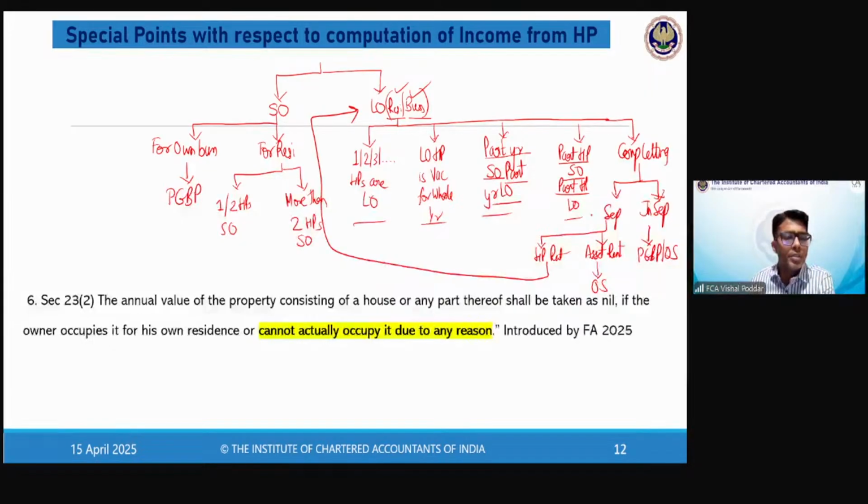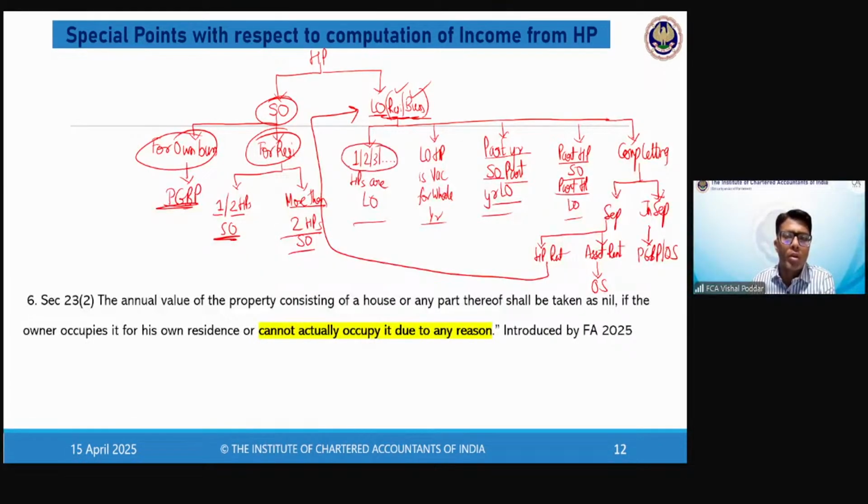So students, see, this is the total possible usage of your house property. Self-occupied for your own business goes into the PGBP head. For your own residence, where either 1 or 2 HPs are self-occupied, the tax treatment is different. If more than 2 HPs are self-occupied, the tax treatment is different. If the HP is let out, you may let it out for stay, that is for residence, or you may let it out for business. What the other person does is none of your lookout. For you, it is a let out property.